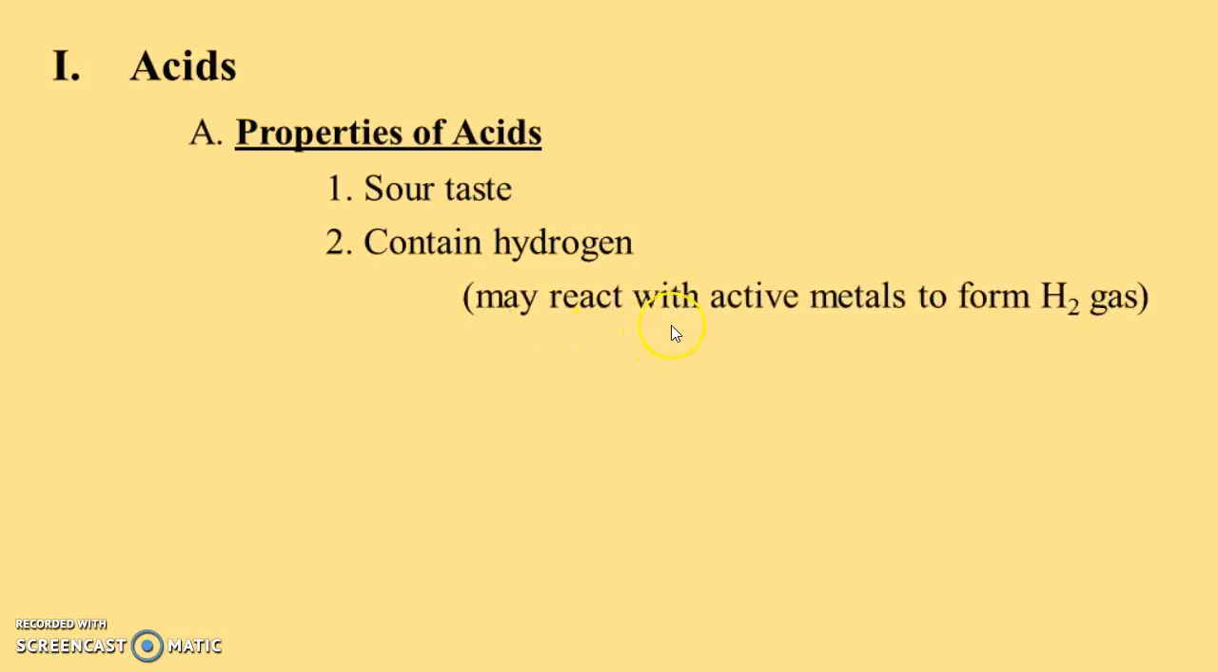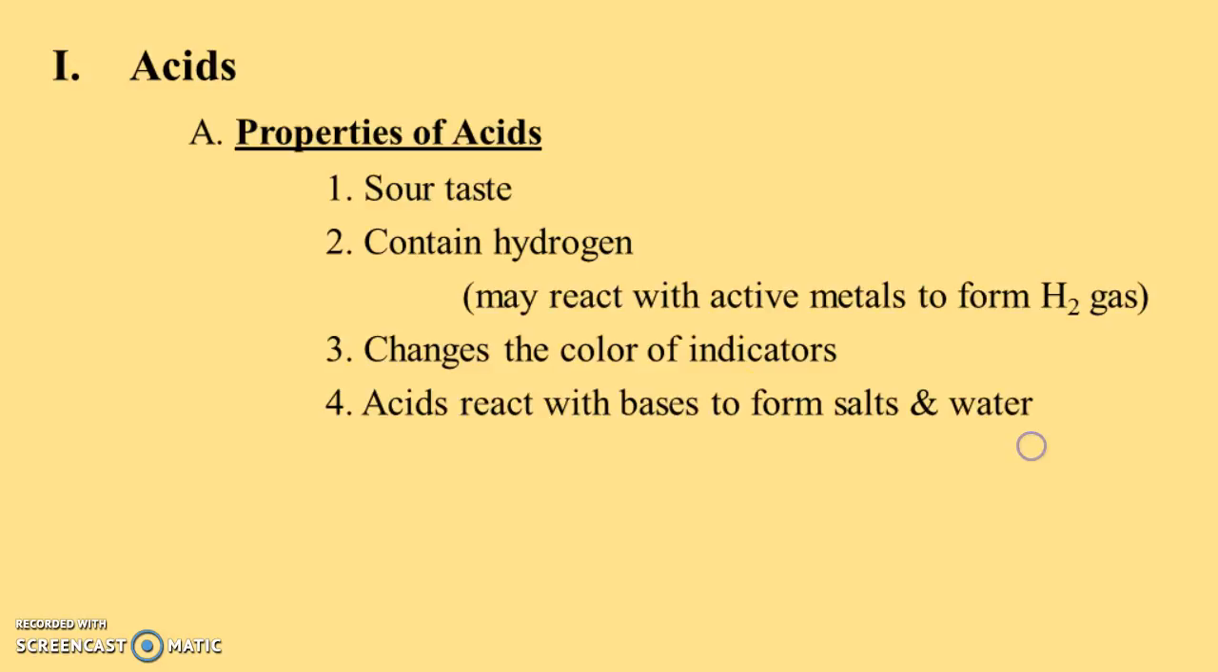They may react with active metals to form hydrogen gas. So a lot of times if you add an acid to a metal, it'll react really violently and you'll release that hydrogen that's in the acid. And we'll take a look at some of that. Changes the color of an indicator. So we talked about indicators in class today. Those tell you whether it's acidic or basic depending on the color. It indicates what ions are in there.